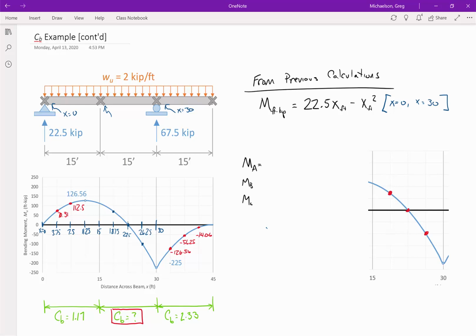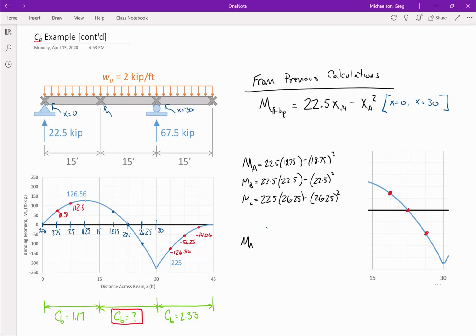So for MA, all I'm going to do is plug in x equals 18.75. So 22.5 times 18.75 minus 18.75 squared. And then for MB, I'm going to do 22.5 times 22.5 minus 22.5 squared. You can probably see what's going to happen there. And then MC, I'm going to have 22.5 times 26.25 minus 26.25 squared.